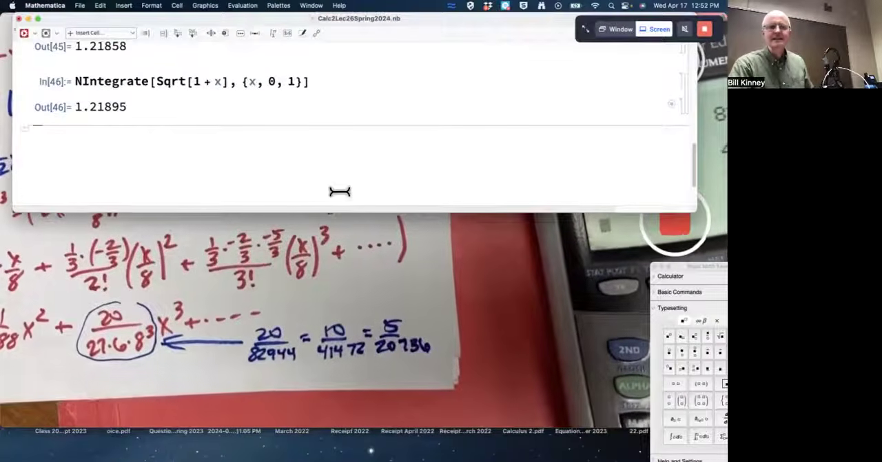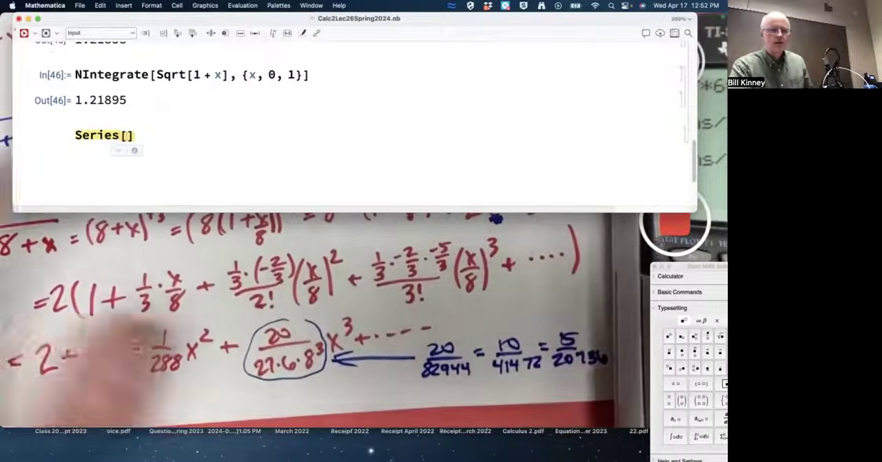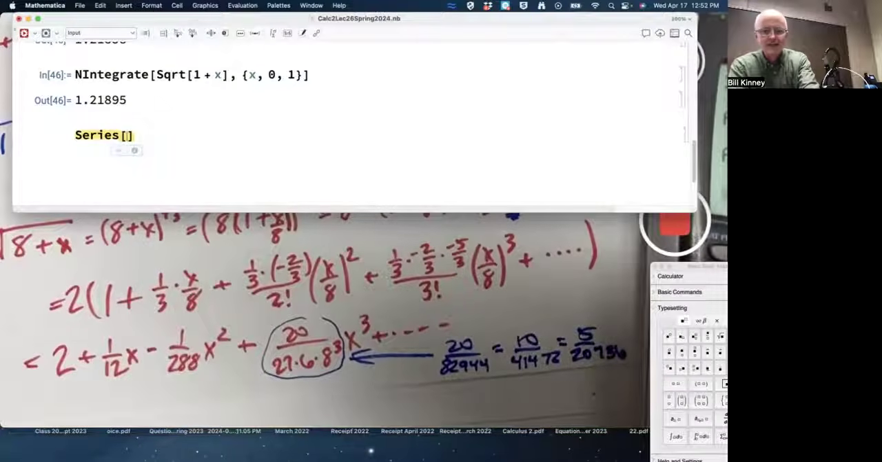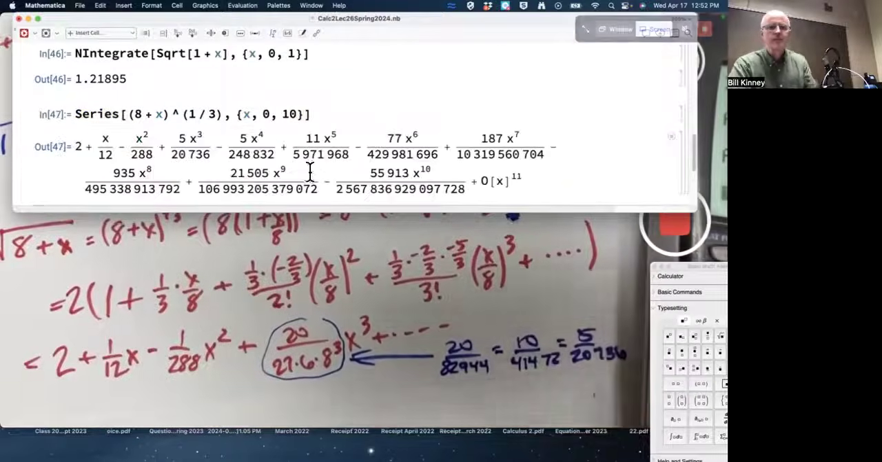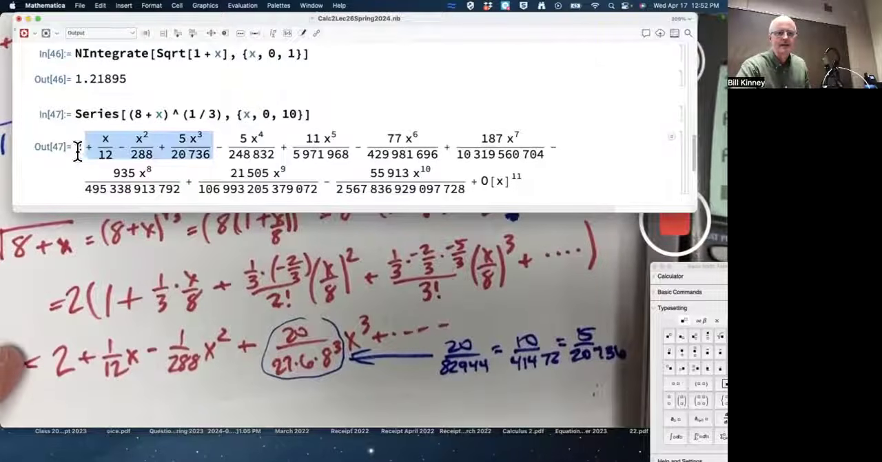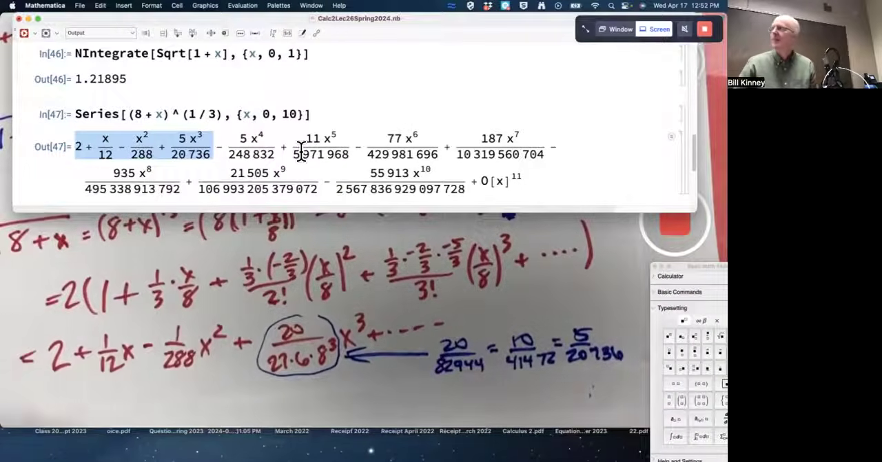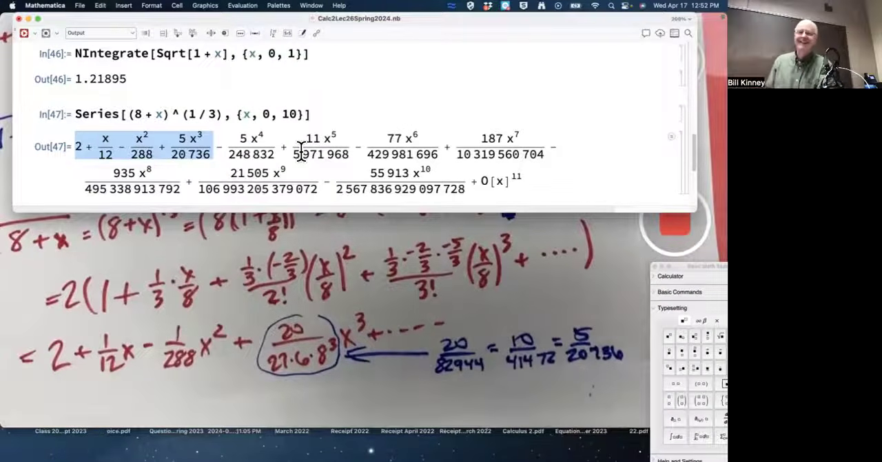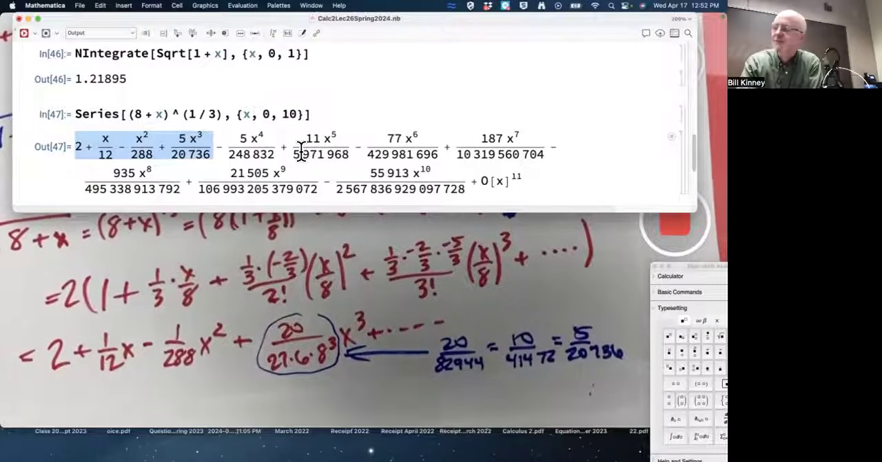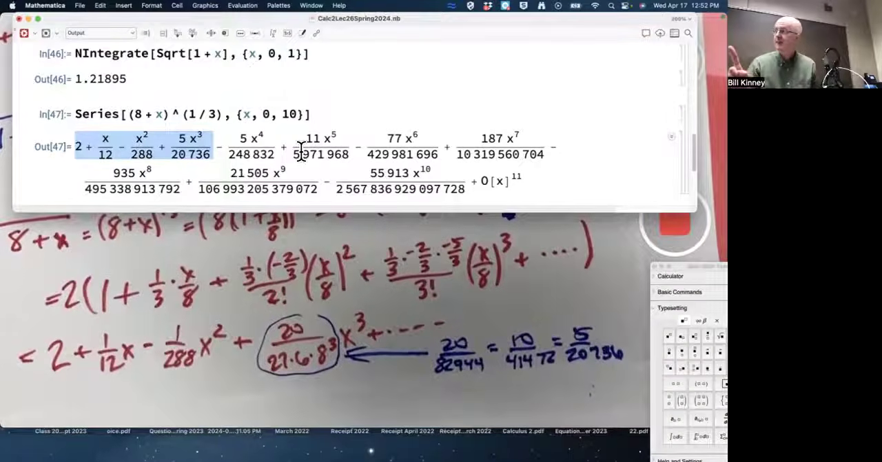Let's see if it's right. So series, cube root of 8 plus x. 8 plus x to the 1/3 power. Look at through that term. Yes, that looks good. Okay. But Mathematica can do more. Okay, I could put really high powers there too. Interval of convergence is different this time.